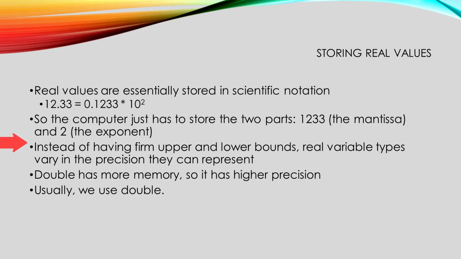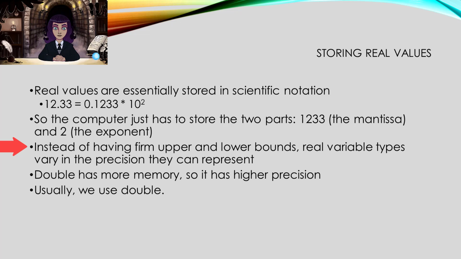To recreate the value, we only have to store the 1233 and the 2, which are both integers. Since there's a multiplier involved, real numbers don't have a range. Instead, they vary in their precision. Think about it this way. The mantissa is a fixed size integer, so it has a fixed range. When we use the exponent to move the decimal point, we can get almost any value. But the resulting number can only have non-zero digits in the part of the number where the mantissa ends up.